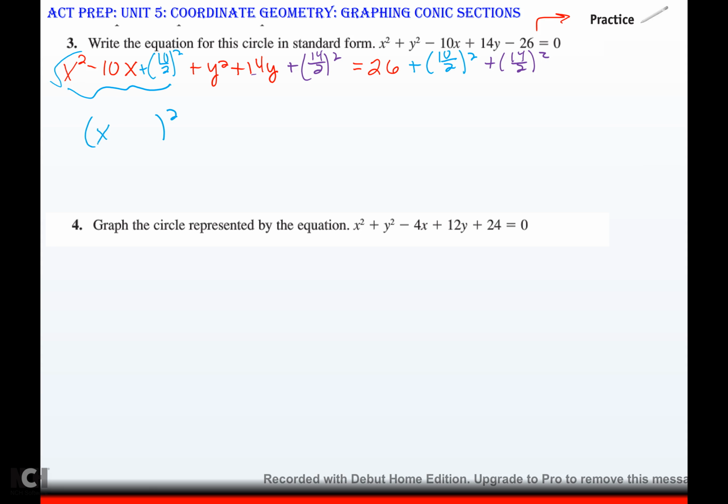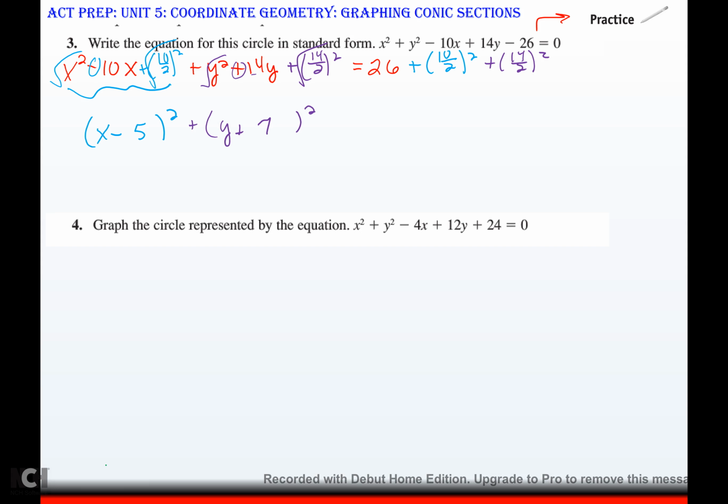That's going to be a perfect square. Square root of x squared is x. Sign in the middle is minus. Square root of 5 squared is 5. Okay, complete the square on y. That's going to give me a perfect square. The square root of y squared is y. The sign in the middle is plus, and the square root of 7 squared is 7.